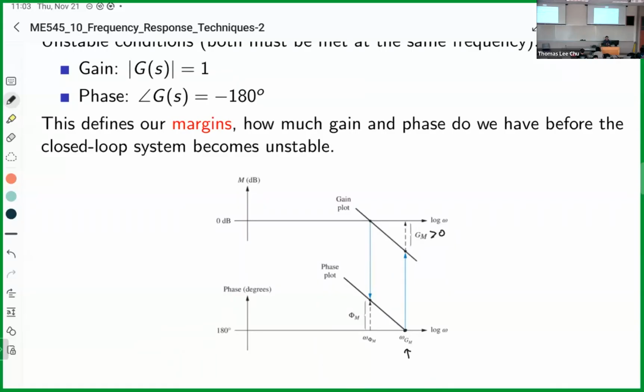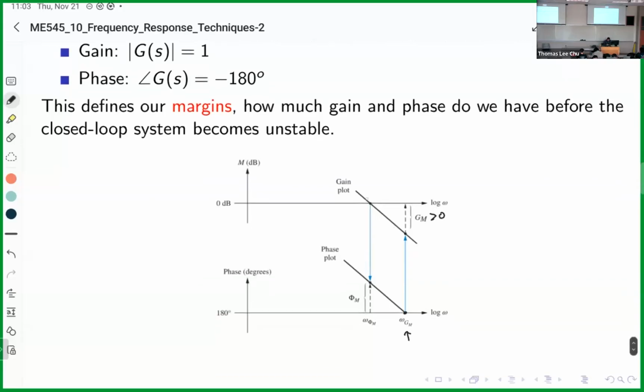Think of it like if I was out of phase by 180 degrees for a mass spring system, then I'm adding energy into the system if my output is going to be larger than 1. So the output's going to be growing.